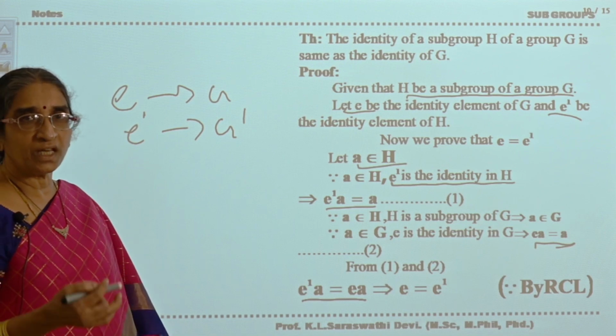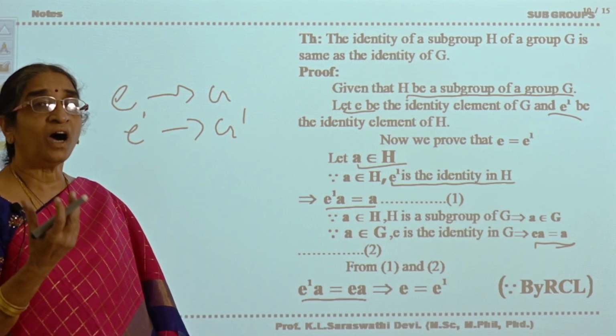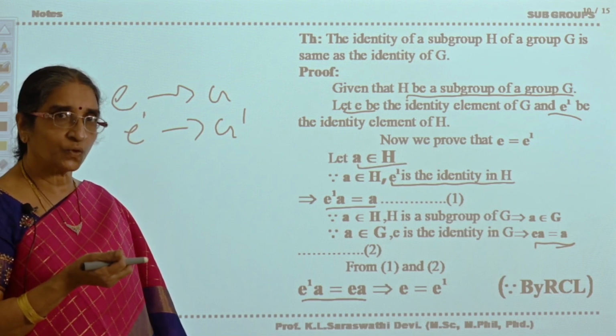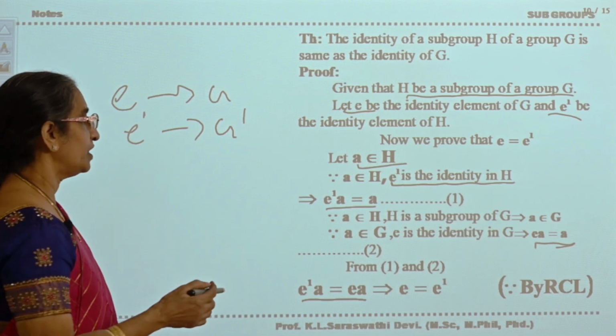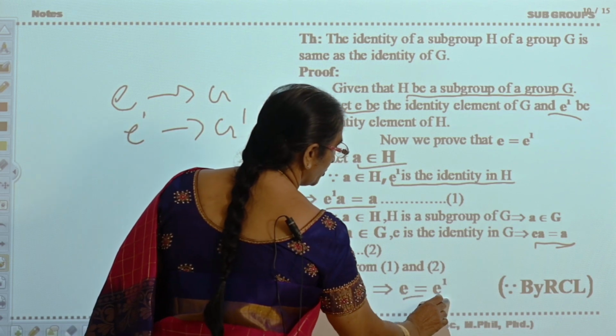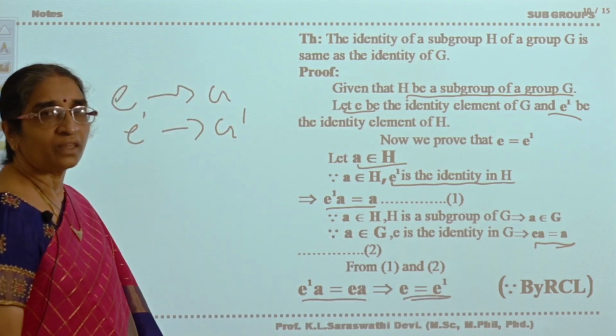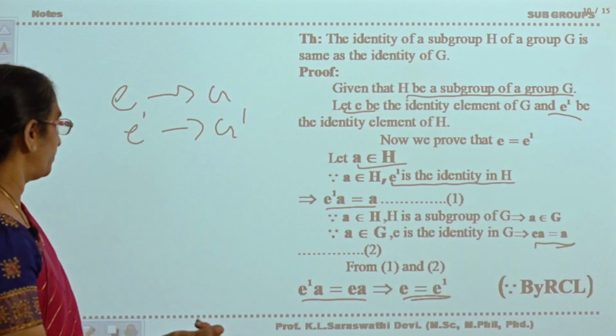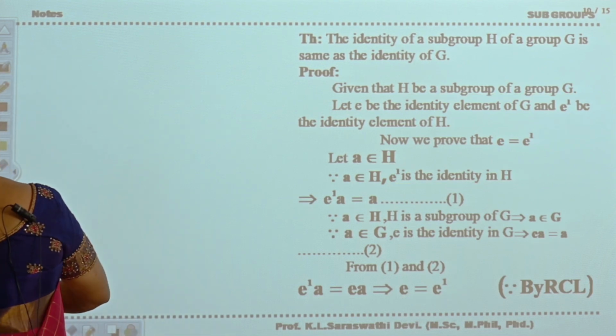But E', E, A are elements of G. In G, the cancellation law holds. G is a group. Therefore, E is equal to E'. That means the identity elements of the subgroup and the group are the same. Now, is it clear? This is the first property.